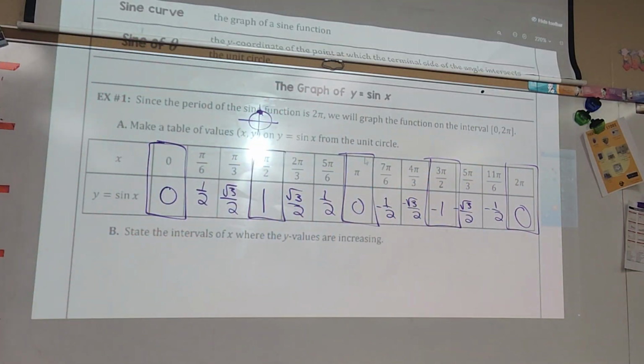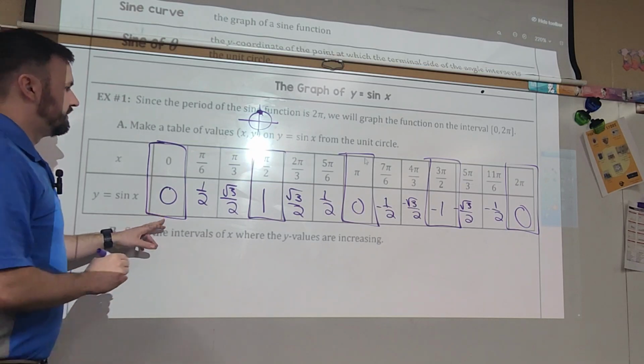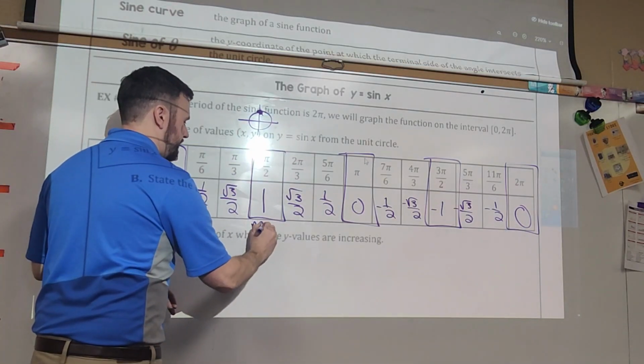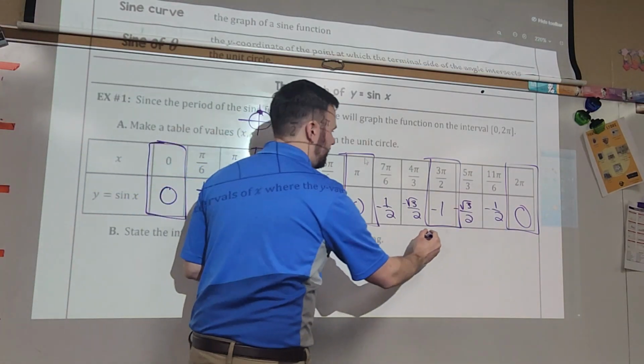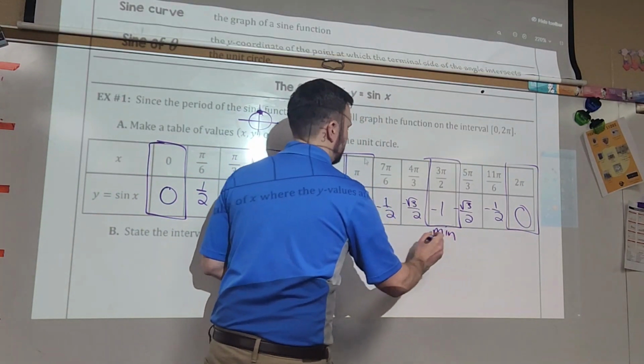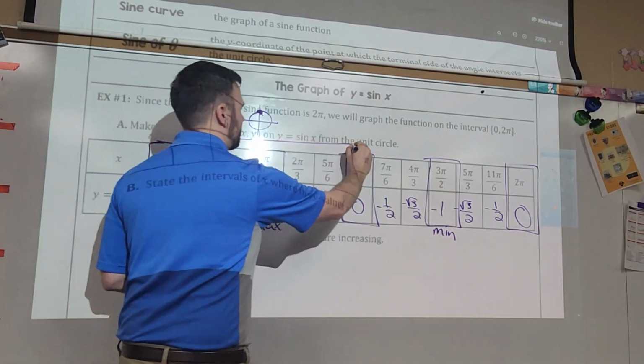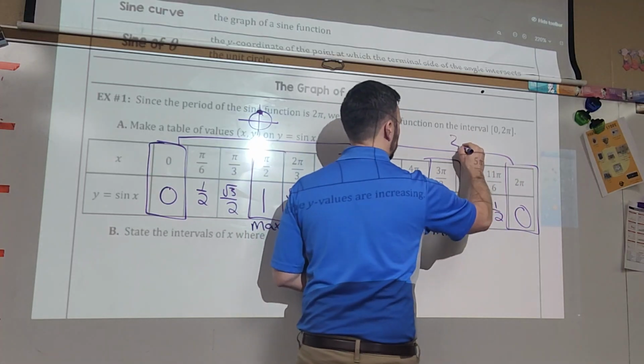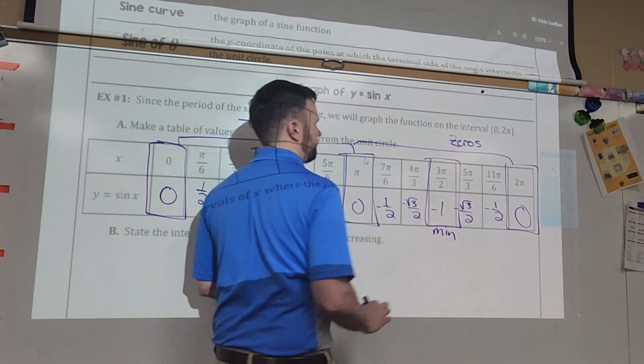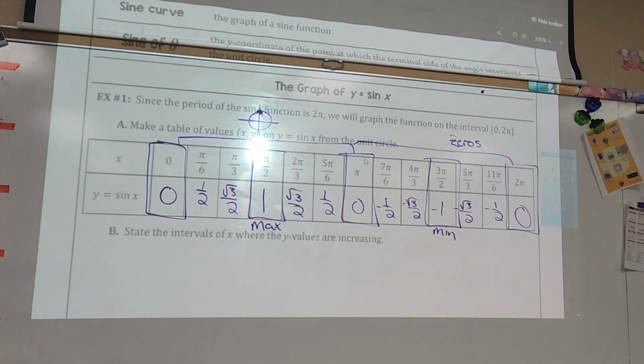These are the 5 points we're going to look at the most because they're easy to graph, and if we move them or change them, they're still easy to graph, right? This is my max, this is my min, and these 3 are my zeros. 0, max, 0, min, 0. It's going to make more sense when we actually go to graph. But those are my 5 key points.